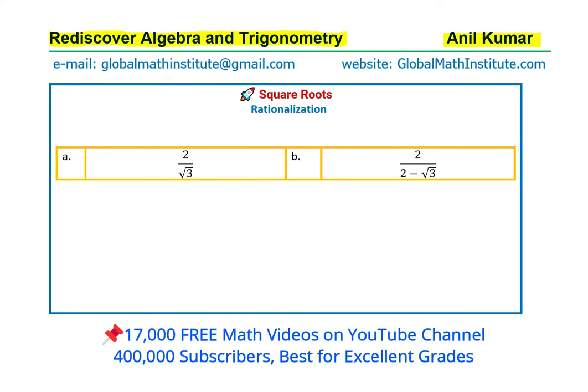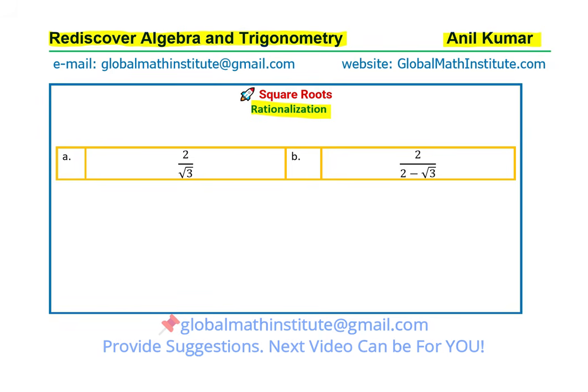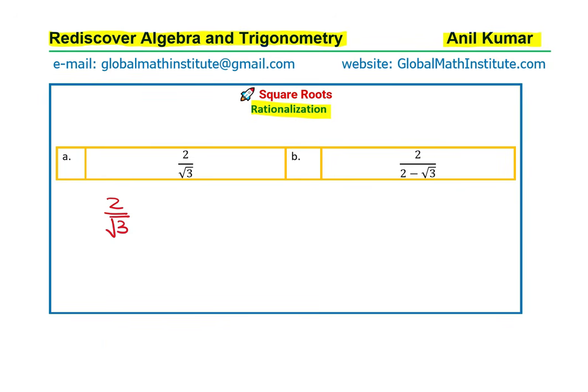We will now understand how we rationalize expressions. 2 over square root 3 and 2 over 2 minus square root 3 are the two examples which we will solve. The first one is very simple. When you have 2 over square root 3, you can multiply and divide by the denominator, which is square root 3. Right?